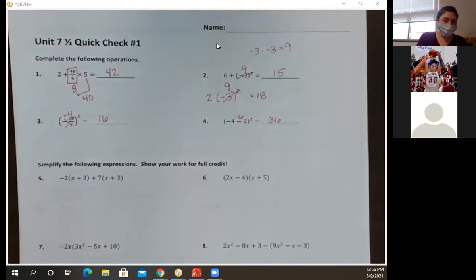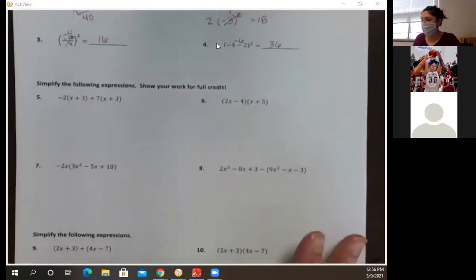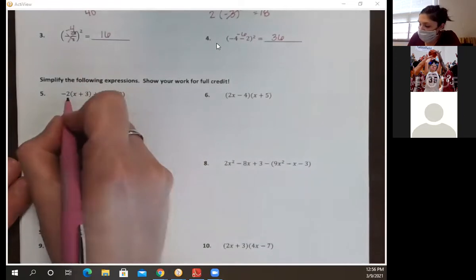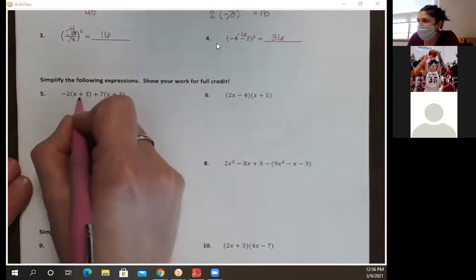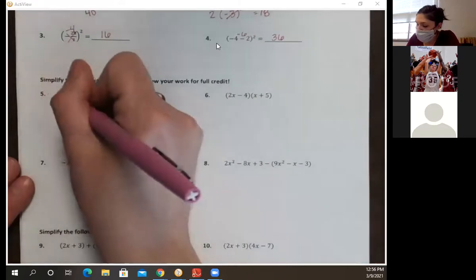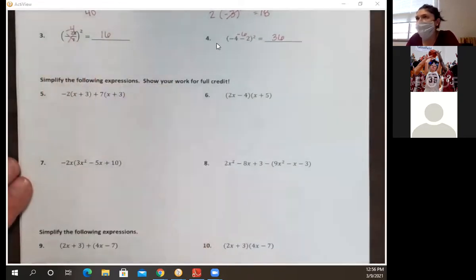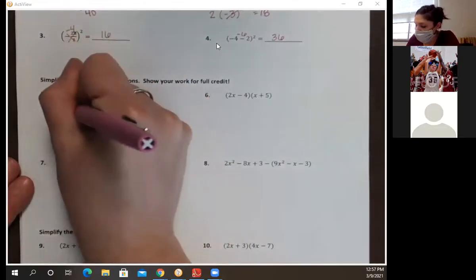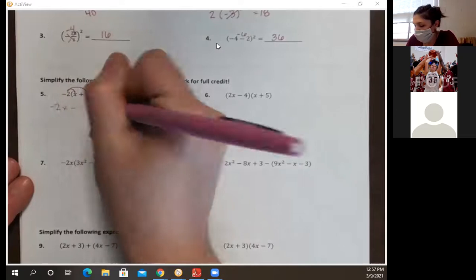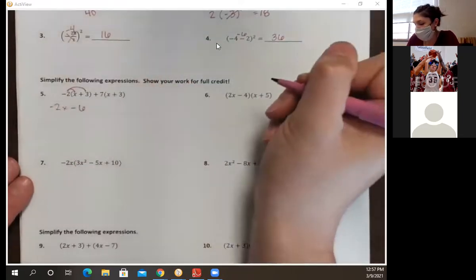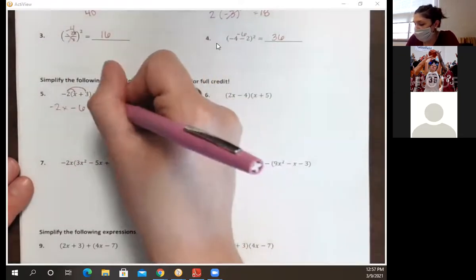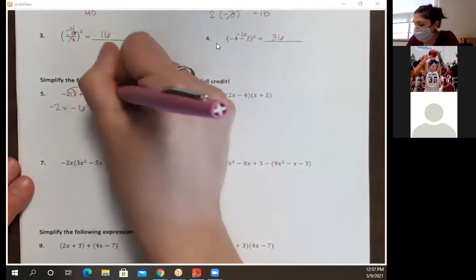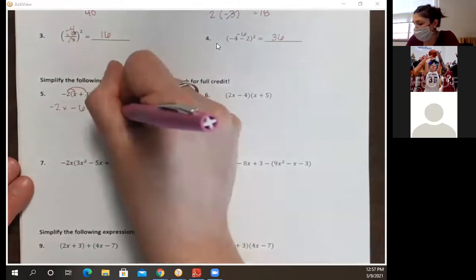Okay, so for the next chunk of our problems, we're looking at problems where I've got to do some distribution. So remember, when I've got something multiplied by a quantity, something in parentheses, that means that I want to take this -2 and multiply it by each term inside of those parentheses. So -2 times x, and then -2 times 3. And then same idea here. Before I can do any addition, I have to first distribute the 7. So that would be plus 7x. And then 7 times 3 would be plus 21.